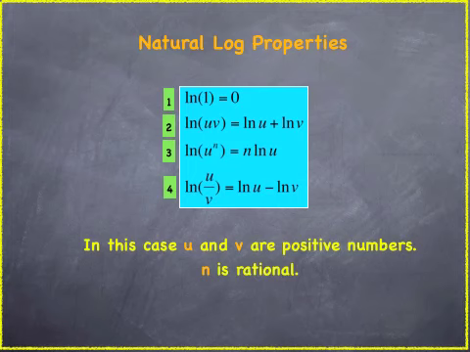In property number 4, we have the natural log of u divided by v, and that becomes the natural log of u minus the natural log of v. And this is a great way to get rid of a fraction that you might have after your natural log. In this case, u and v are positive numbers and n is rational.